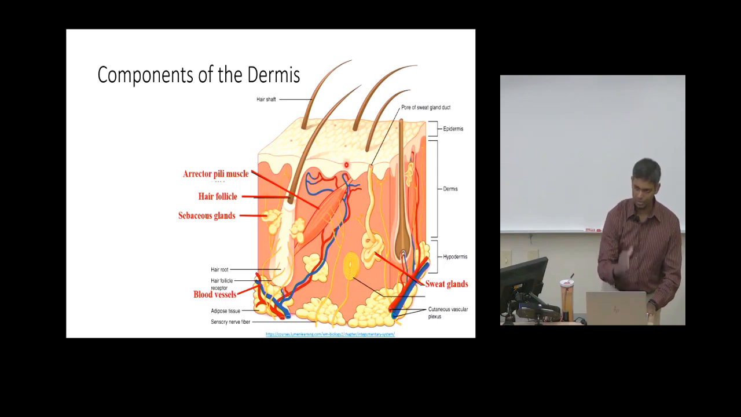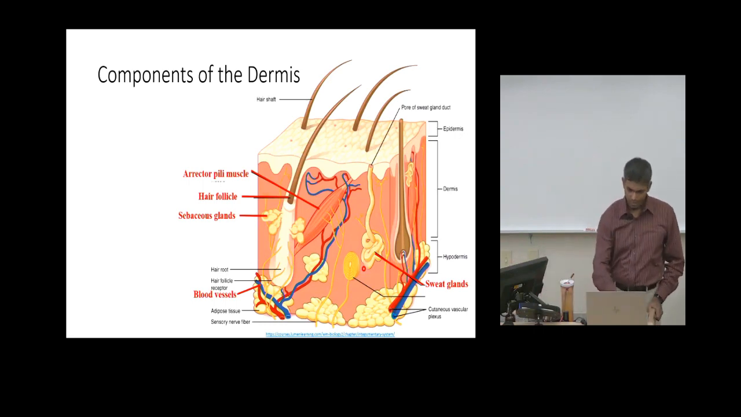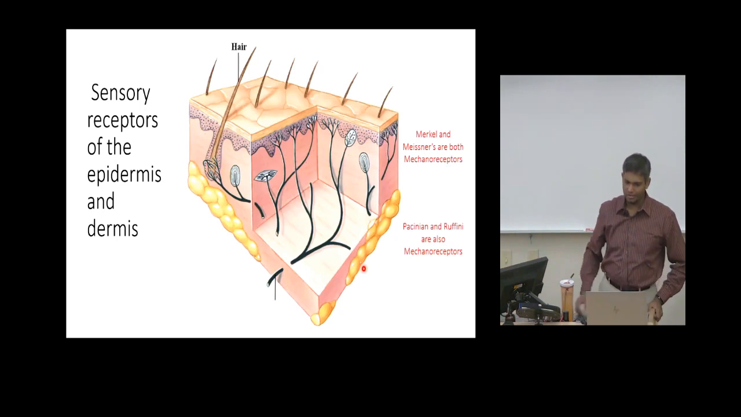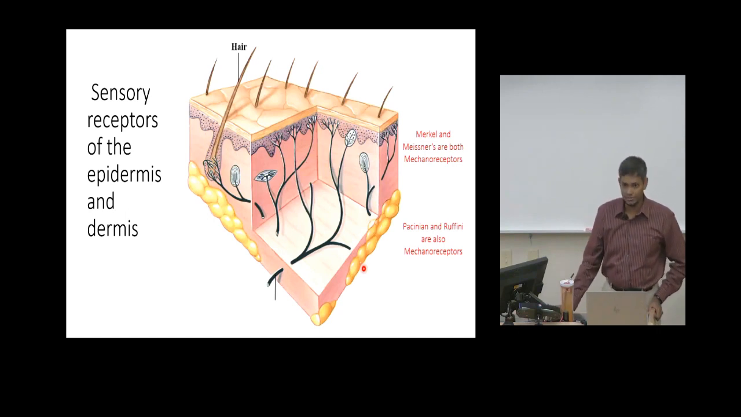So notice that I've pointed out the muscular tissue. There's connective tissue on the upper layers. There's epithelial tissue on the upper layers, and there's connective tissue throughout the dermis. And the last tissue which we need to consider is the nervous tissue. So there are a number of sensory receptors in the epidermis and the dermis, and we will talk about each of these and their unique functions.